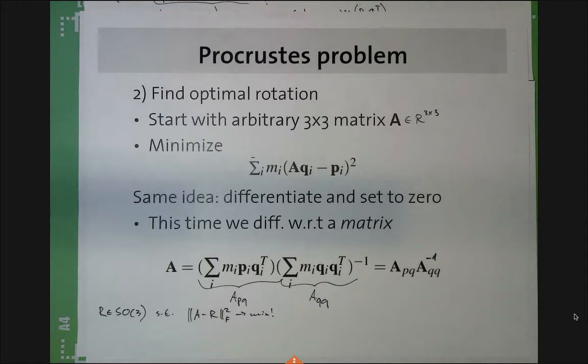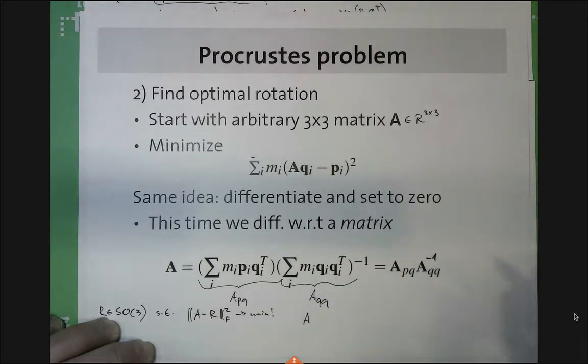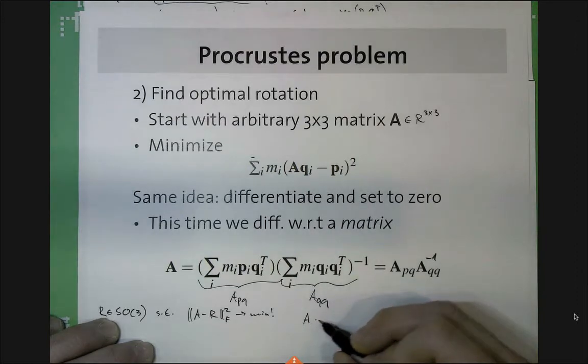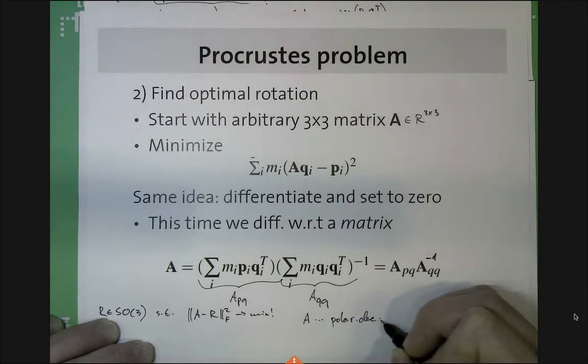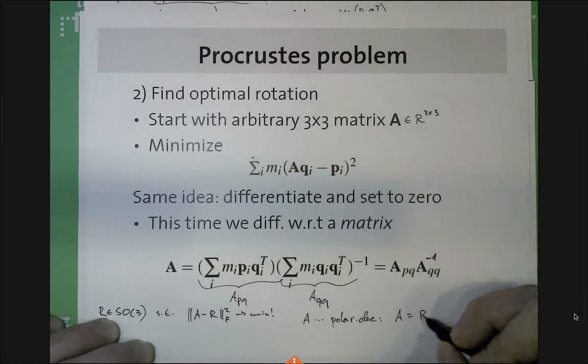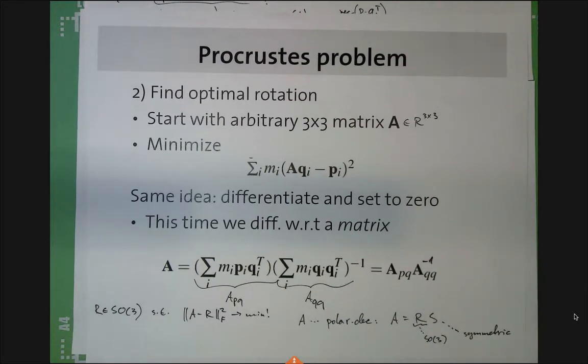So for now, for R, we just do polar decomposition, which says that A equals RS, where R is in SO(3) and S is a symmetric matrix. The R is the best fit rotation. So that's the rotation which we will use in shape matching. So that's how it's done.